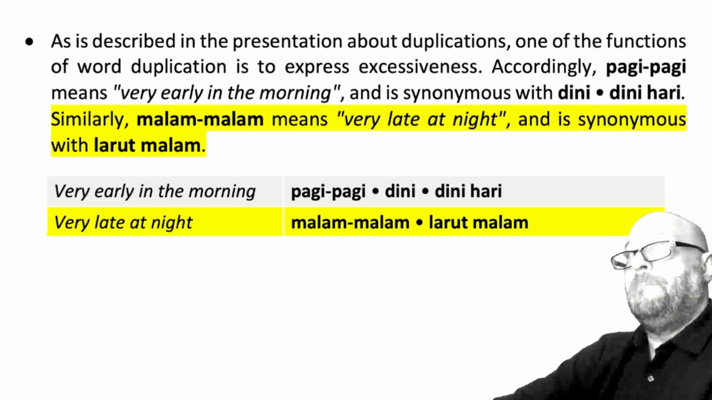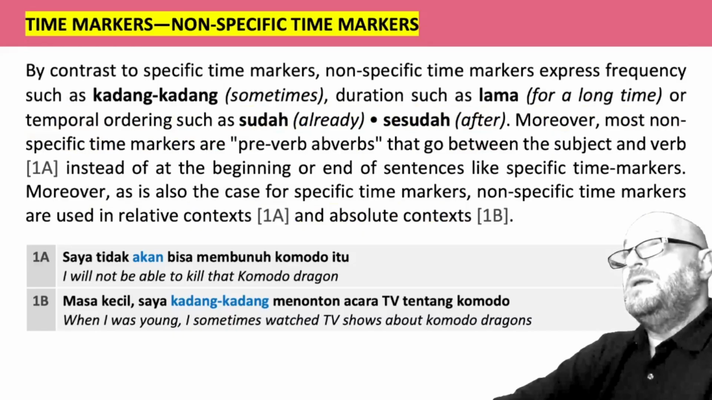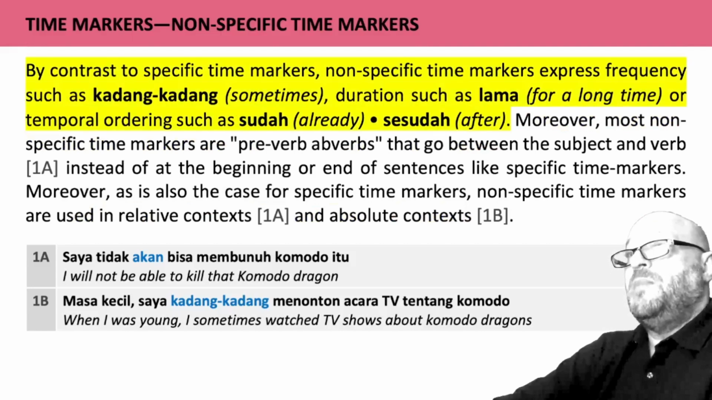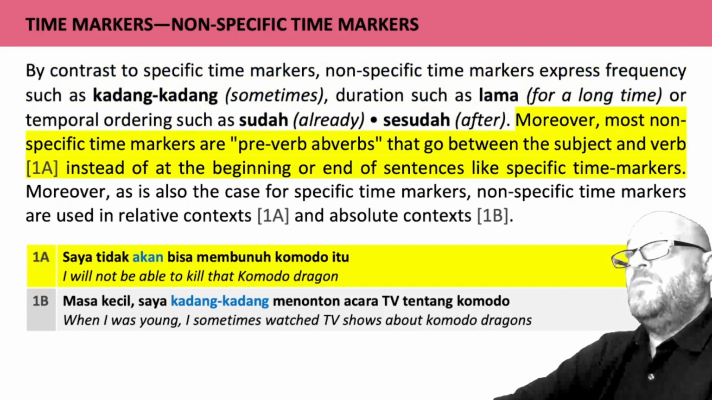Non-specific time markers. By contrast to specific time markers, non-specific time markers express frequency, such as kadang-kadang, sometimes, duration, such as lama, for a long time, or temporal ordering, such as sudah, already, or sesudah, after. Moreover, most non-specific markers are pre-verb adverbs that go between the subject and verb, instead of at the beginning or end of sentences like specific time markers.